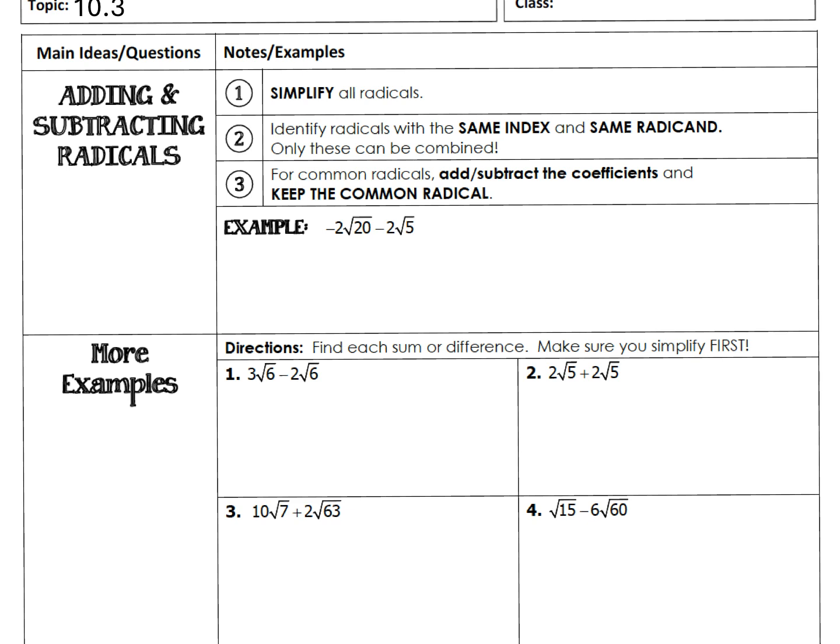All right, so here's what you're going to do. Step 1 is the stuff you already know how to do from 10.1 and 10.2. You're going to simplify your radicals. So you start with what we did in 10.1 and 10.2, and then we're just going to tack on an extra step or two to that. Then you're going to identify radicals that have the same index.